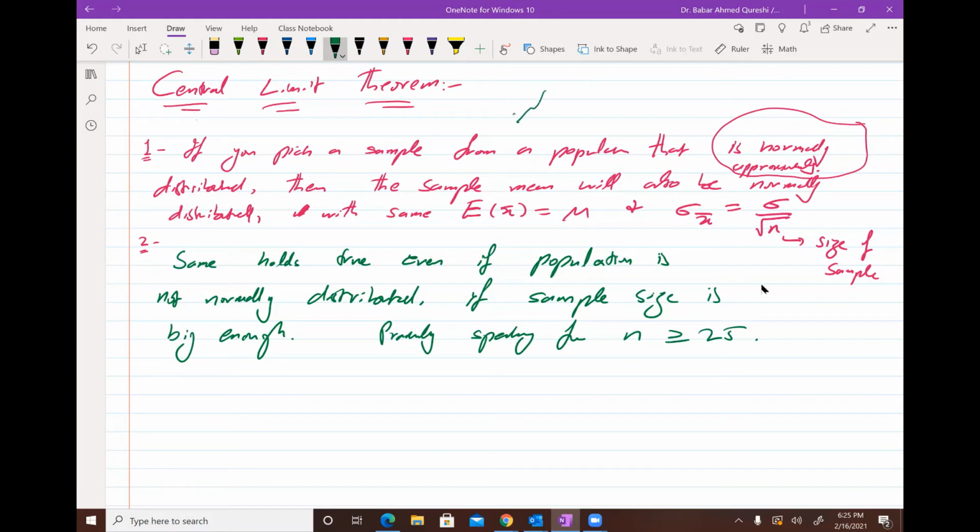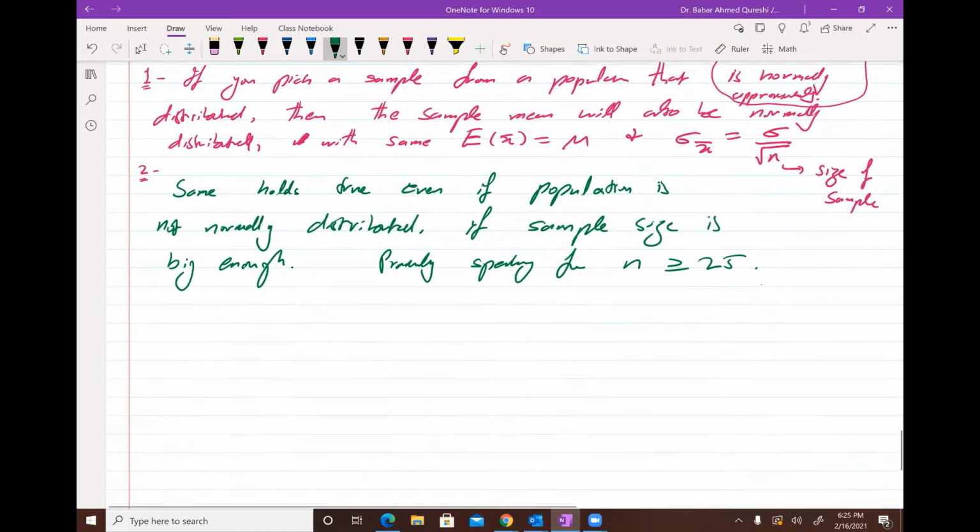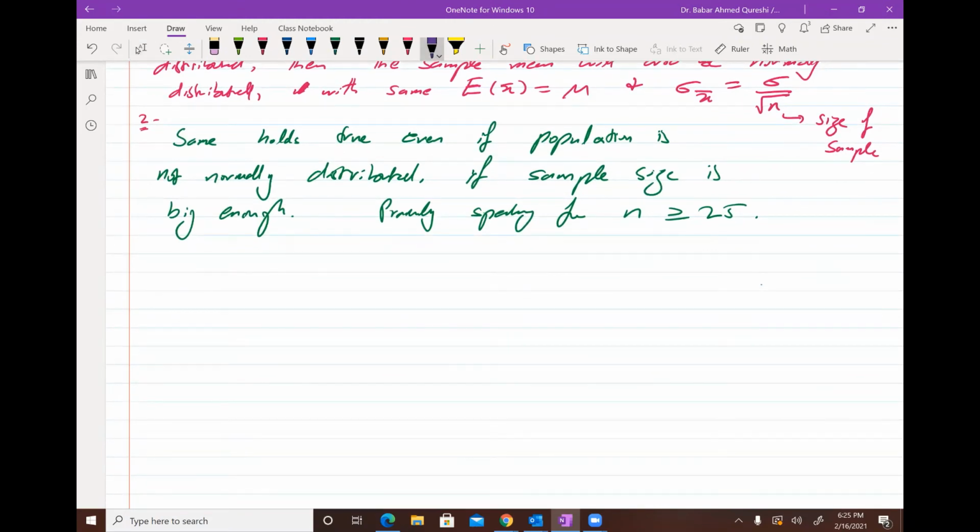But we are in this situation because our original population is normally distributed, and now we pick 9 people from the employee population. What would be the probability that the mean of their increment is greater than, let's say, any value?